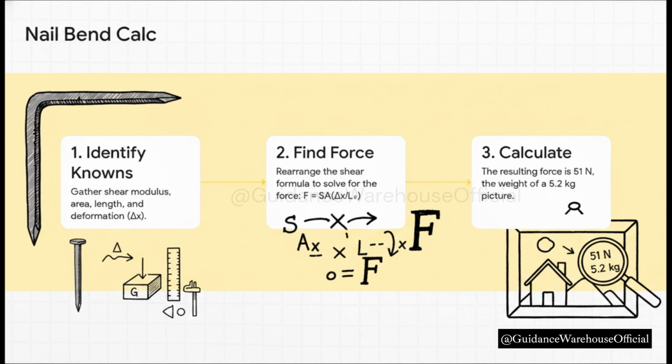Now this time we rearrange the formula because we want to solve for the force. We plug everything in, and we find the force is 51 newtons. That's the weight of a 5.2 kilogram object. That's pretty impressive for a bend that's so tiny you would never, ever be able to see it.